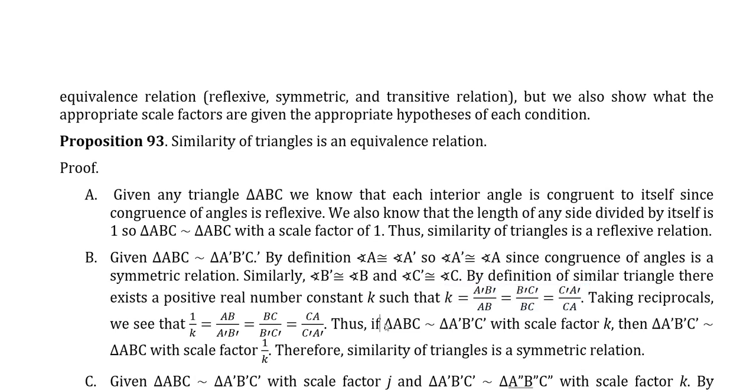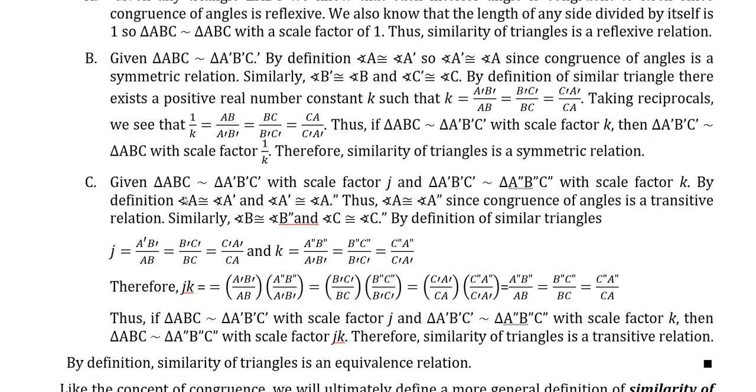So if triangle ABC is similar to triangle A prime B prime C prime with a scale factor of K, then when we reverse it, triangle A prime B prime C prime is similar to triangle ABC with the scale factor of 1 over K. So just think about it. If you're taking the length of side AB, you're going to multiply by K to get A prime B prime. If you start with A prime B prime, you're going to divide by K, or multiply by 1 over K, to get back to the length AB. So therefore, similarity of triangles is a symmetric relation.